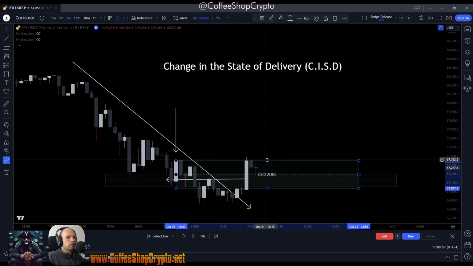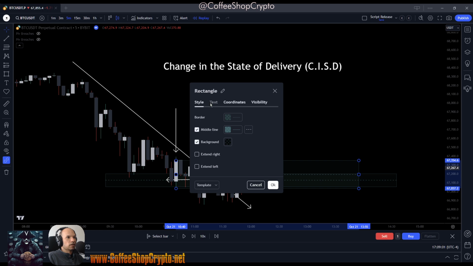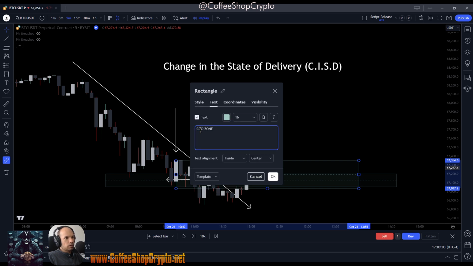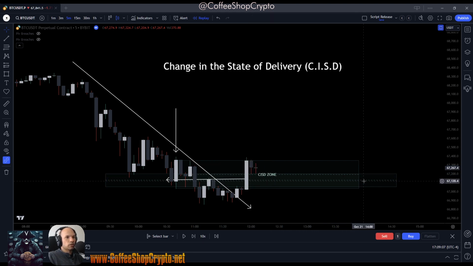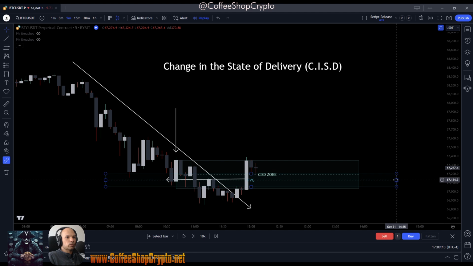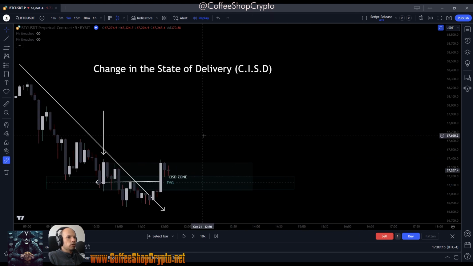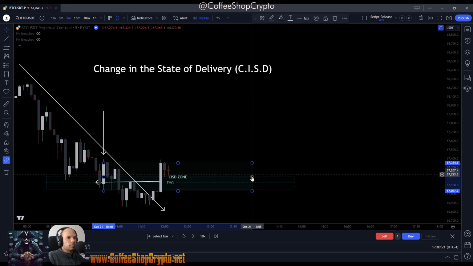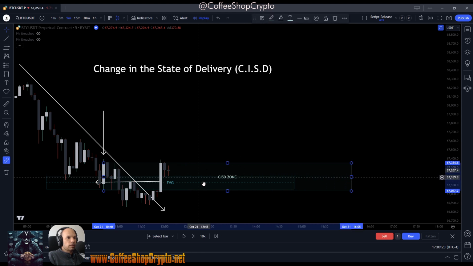Let me correct this here, right? Let me fix that text. That's kind of messing me up. CISD. There we go. Change in the state of delivery zone, okay? And you have the FVG. It's nice to have them together. It's really good. Now, what you're going to do is you're going to either eliminate or tap this fair value gap. But you have to be careful because the order block is larger than the fair value gap.